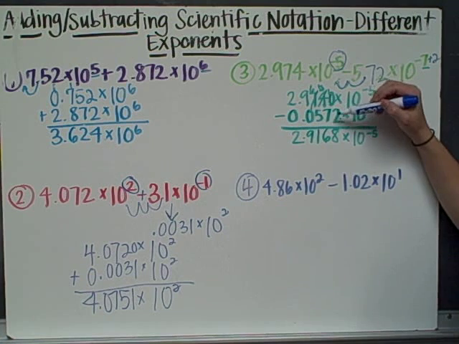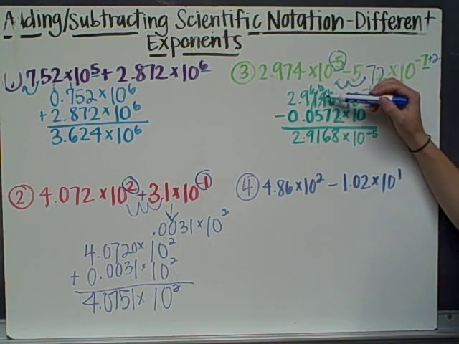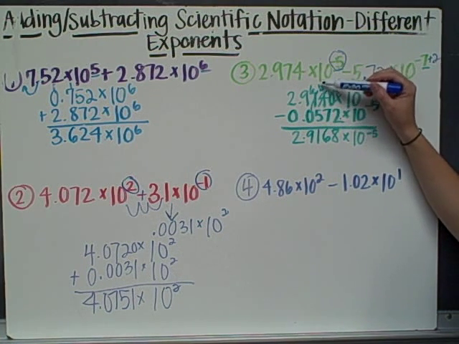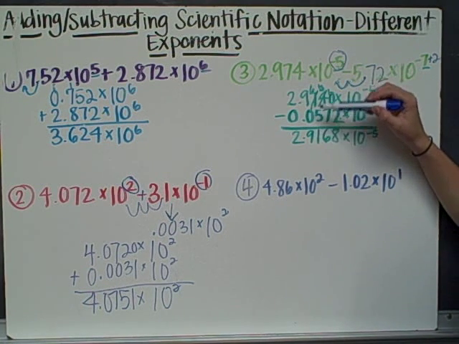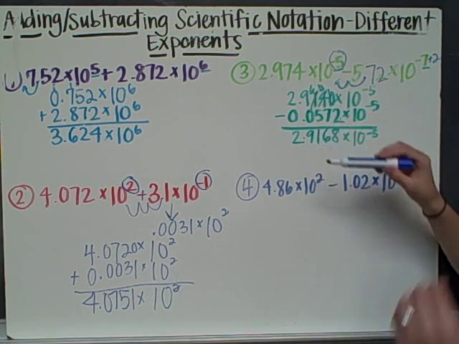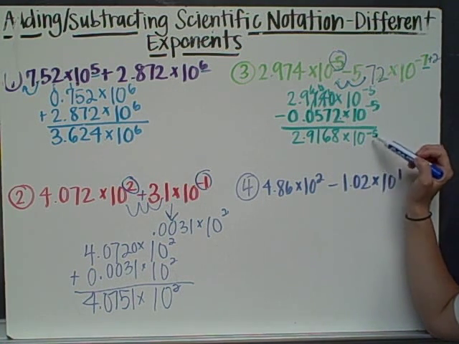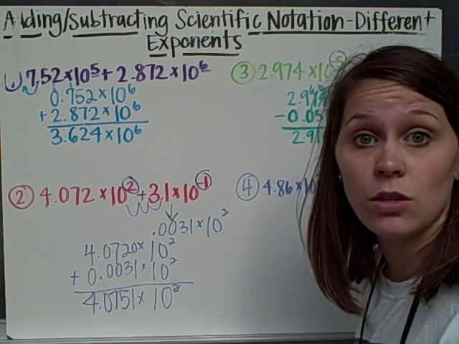Well, 0 minus 2 we can't do, so we had to borrow and carry. So 10 minus 2 is 8. 4 minus 7, I had to borrow again. 3 minus 7, I had to borrow again, so I have 13 minus 7, which gives me 6. 6 minus 5 is 1, 9 minus 0, and then 2. So we have 2.9168 times 10 to the negative 5th. This is correct scientific notation, so that's all we need to do.